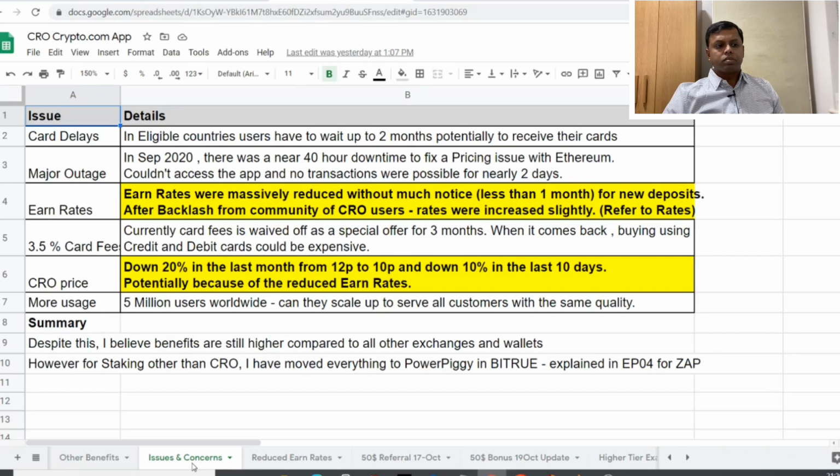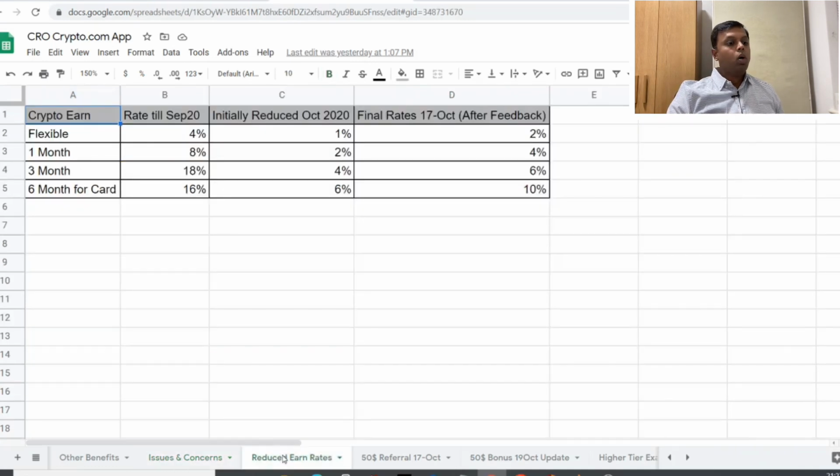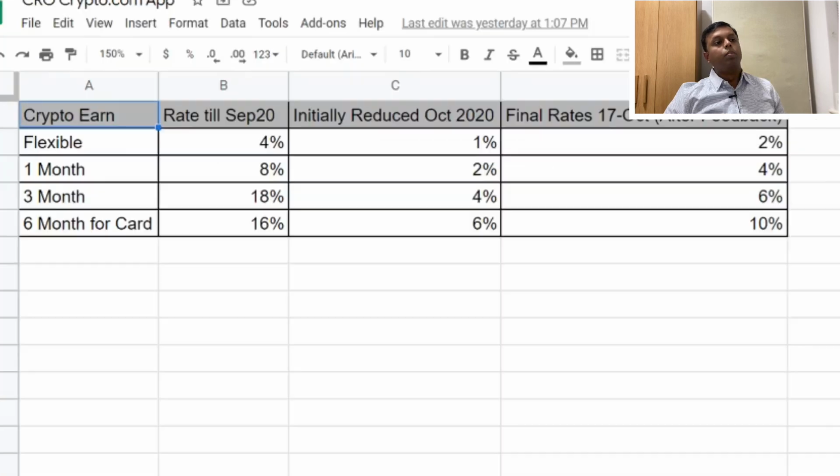They reduced it from roughly around 20% maximum or 16% maximum that you're getting to roughly around 10%. And in some cases, it was less than half of what you were getting earlier, which was a big concern. So for staking, I have moved a lot of my currency, Link, for example, to Bitrue, which gives me a higher staking benefit, which I'll explain in a separate video. But CRO is the one thing that I'm still staking here, and keeping some of the currencies that are essentially easy to support in crypto.com.